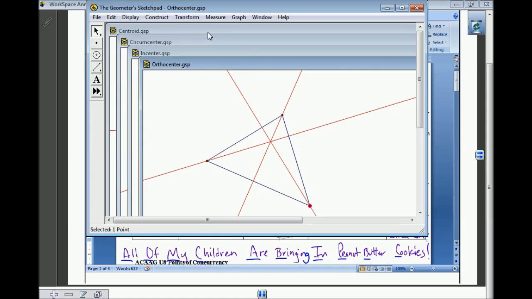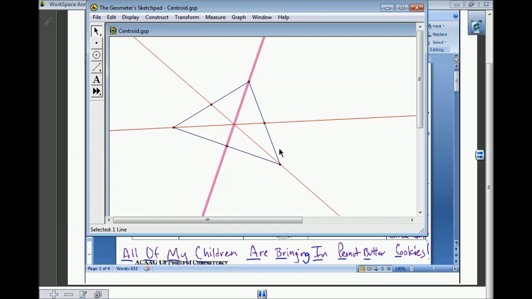And so now we're doing the centroid. The centroid is formed by those midpoints. So this segment is equivalent to this one, this segment is equivalent to this one, and this segment is equivalent to this one. It's going from the vertex to the midpoint of the other side.